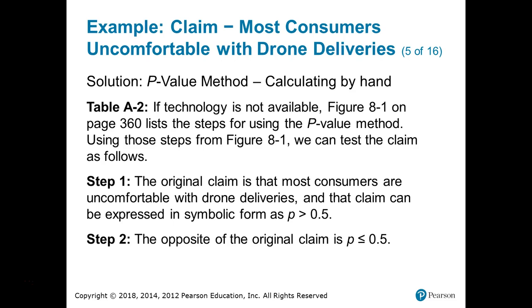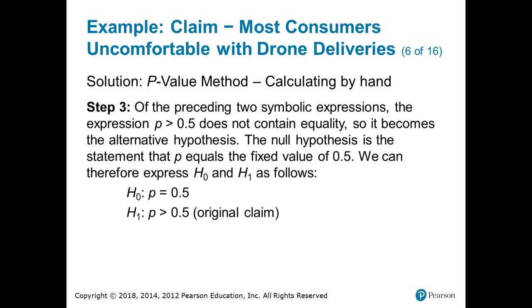Figure 8.1 on page 360 lists the steps used for the p-value method. So using the steps from that figure, we can test the claim as follows. Step 1 is saying the original claim is that most consumers are uncomfortable with drone deliveries. So that would be, in symbolic form, p is greater than 0.5. The opposite of that claim would be p is less than or equal to 0.5.